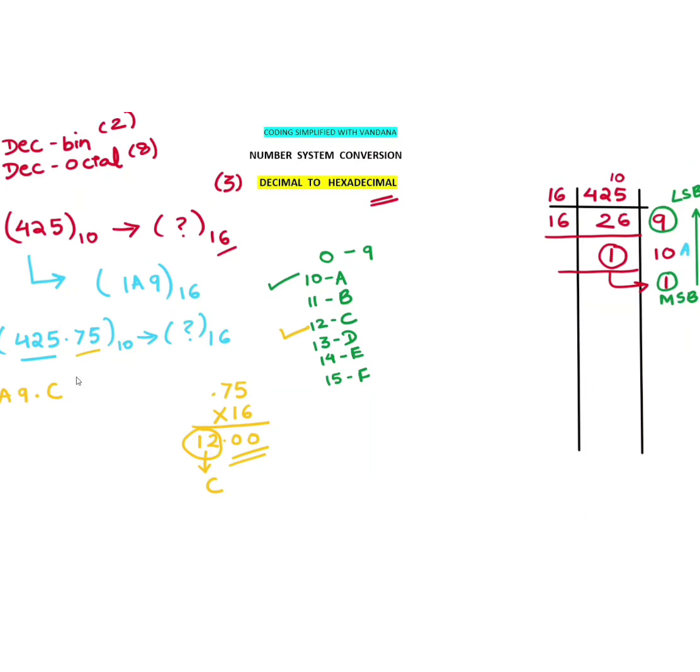So this is the complete hexadecimal equivalent for this given decimal number 425.75. The hexadecimal equivalent is 1A9.C.